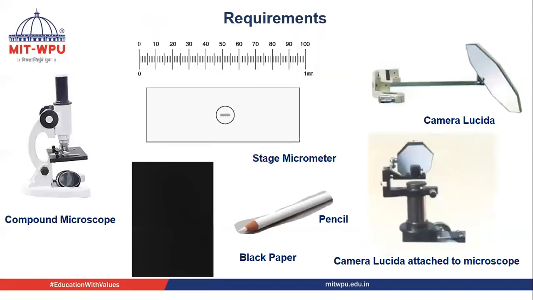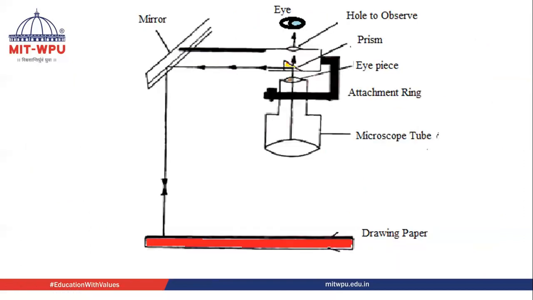So, ring, prism, and mirror. This prism is helping us for the reflection, by which we can see it. So this is the eyepiece and this is the prism which will keep coming over it, and through this hole we can look. And this is the microscope tube, and this is a platform where we need to keep it. So the setting will be like this.